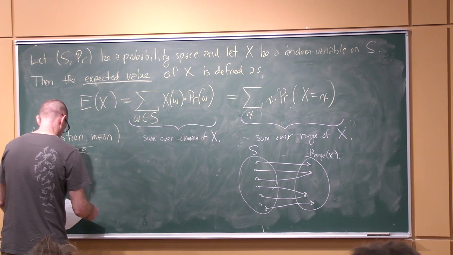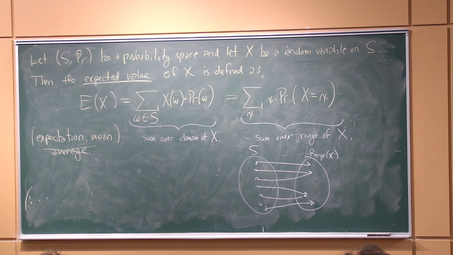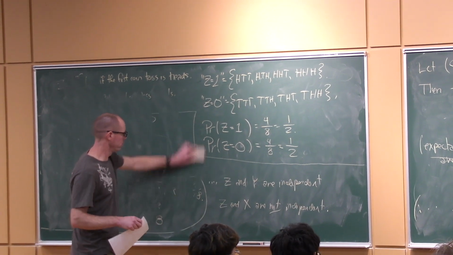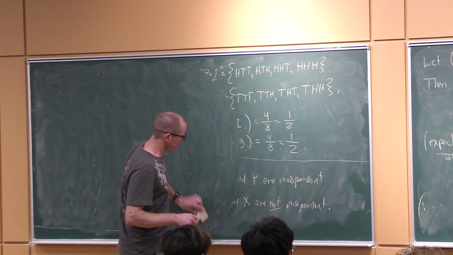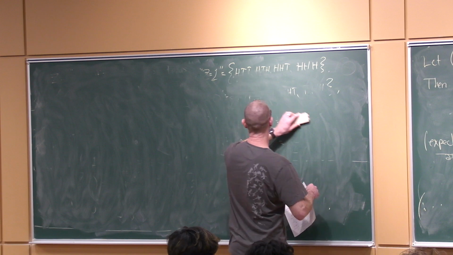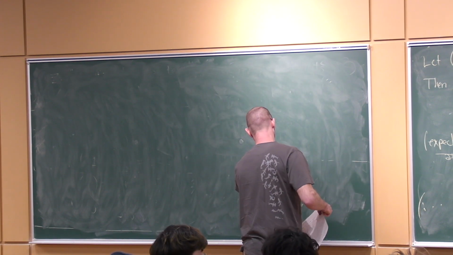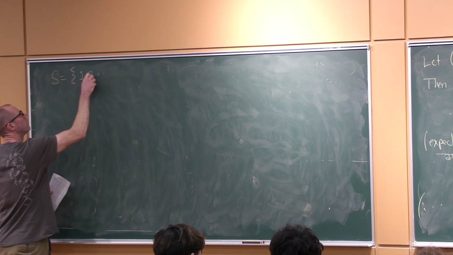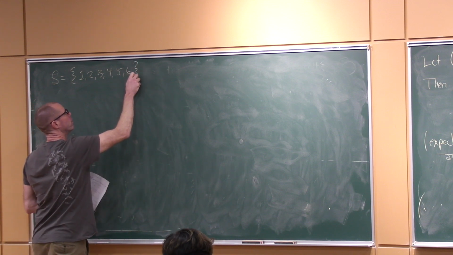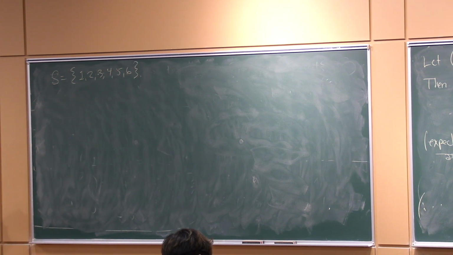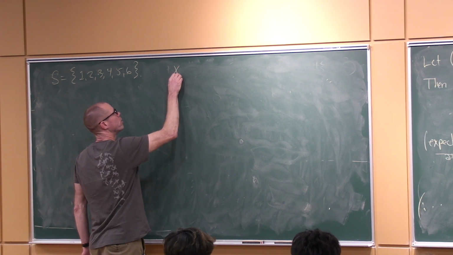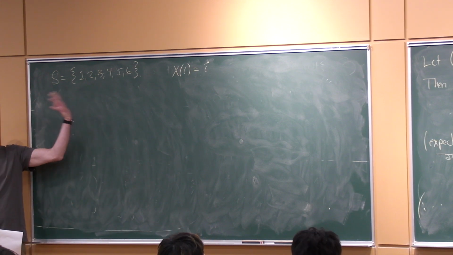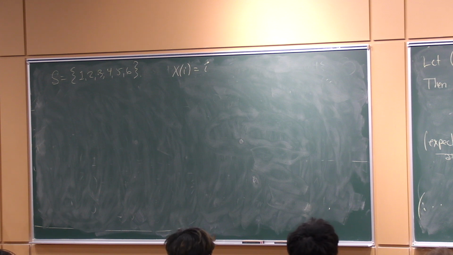All right, so let's do a couple of examples. This first one is a bit surprising. So if I toss a six-sided die, then the sample space S is 1, 2, 3, 4, 5, 6. And I can take the very natural random variable on S, which is to say that x of i is just equal to i. So if I roll a 1, then I get the number 1. If I roll a 2, then I get the number 2, and so on.